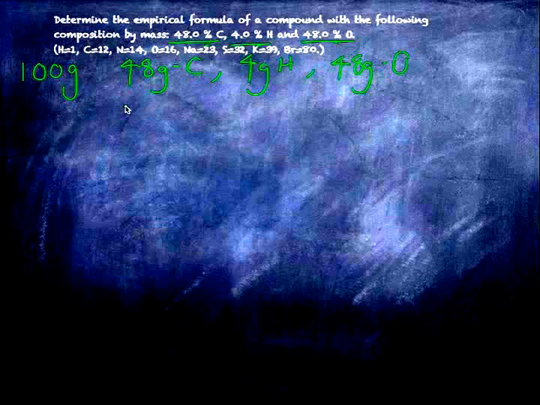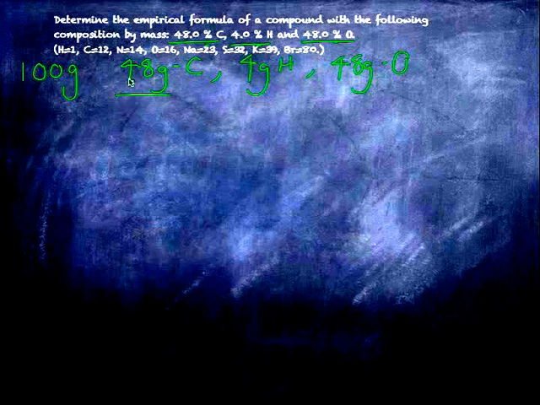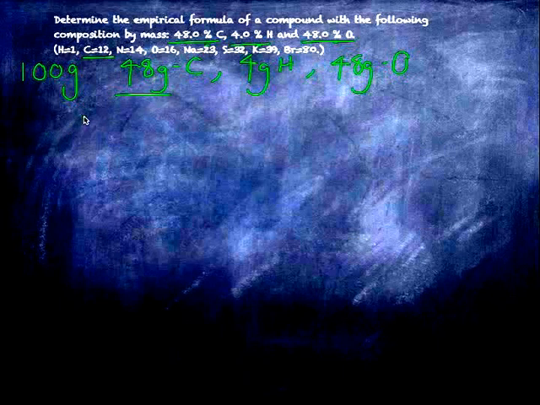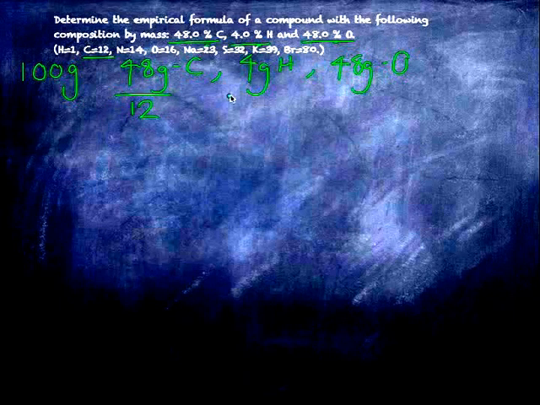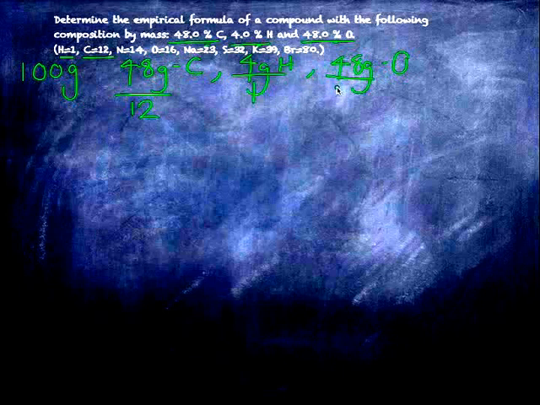The next thing we've got to do is work out how many moles of each of these substances we have. Now we've got 48 grams of carbon. What we want to do is work out how many moles that is. So we will take the atomic mass of carbon, 12, and we're going to divide 48 by 12. We'll do the same for hydrogen. There's hydrogen. And we do the same for oxygen. There's oxygen.